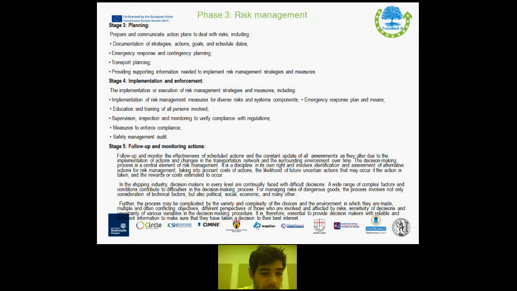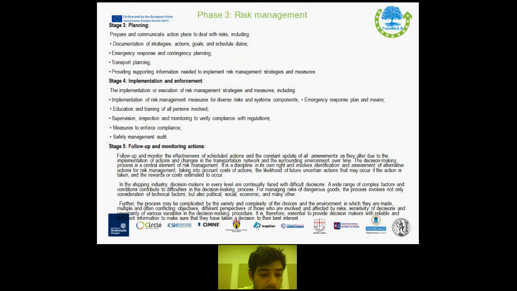Stage 5 of risk management is the follow-up and monitoring of actions taken. Follow up and monitor the effectiveness of scheduled actions and the constant update of all assessments as they alter due to the implementation of actions and changes in the transport network and the surrounding environment over time.